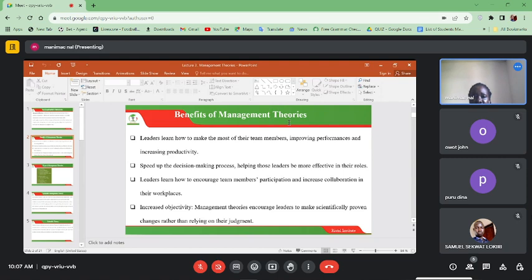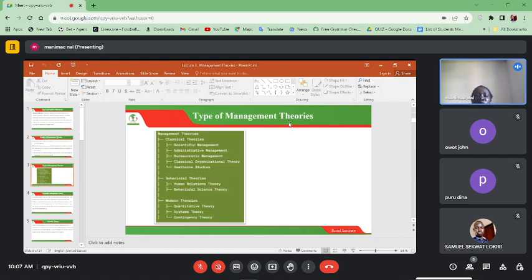So when we look at the types of management theory, what are they? They are categorized into three theories. For example, when we talk about the classical theories, they are categorized into: number one, scientific management theory; number two, administrative management theory; number three, bureaucratic management theory.